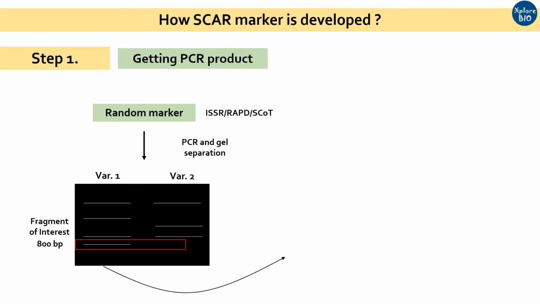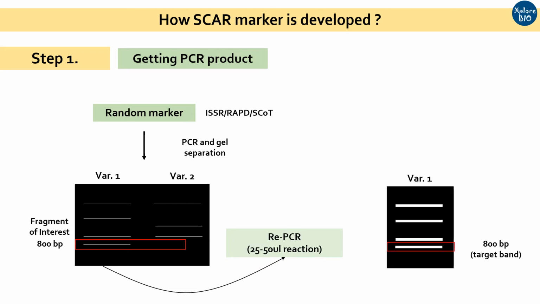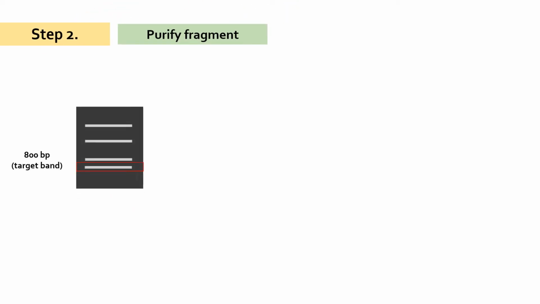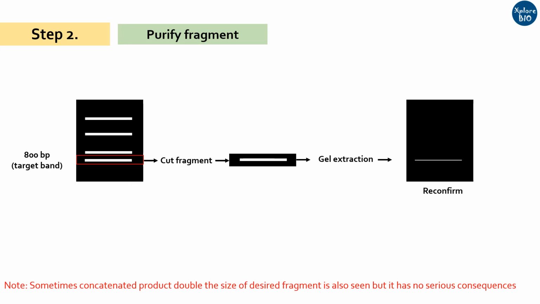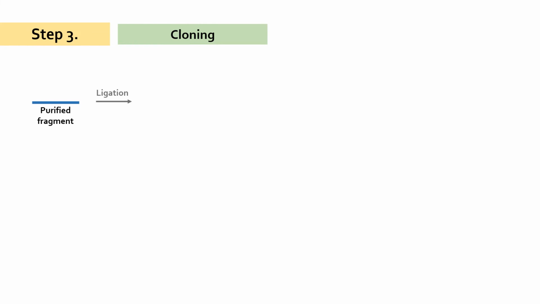So you again perform a 50 microliter PCR reaction using the same RAPD primer and separate the PCR products on 1 to 1.5% agarose gel. Upon resolution on the gel, you cut the target polymorphic band and go for the gel extraction procedure. Several kits are available for this, and the desired fragment is reconfirmed by resolving a few nanograms on an agarose gel. Next, you ligate the target amplicon to a cloning vector like pGEM-T Easy, following the manufacturer's instructions.